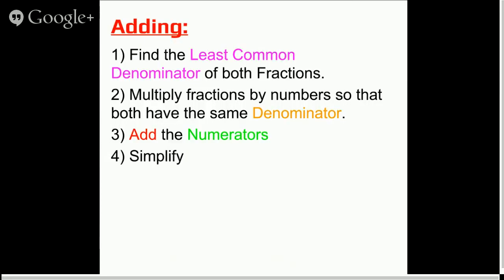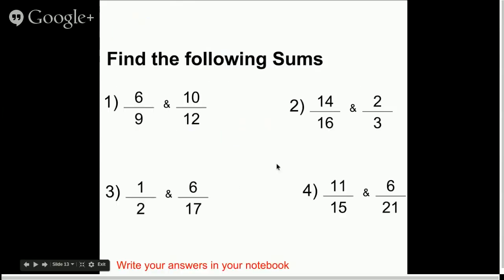Okay. All right, so adding. I know I said they have the same steps, but here it is again. Find the least common denominator of both fractions. Multiply the fractions by numbers so that they both have the same denominator. Add the numerators and then simplify. All right, try these on your own. Go ahead and pause it.